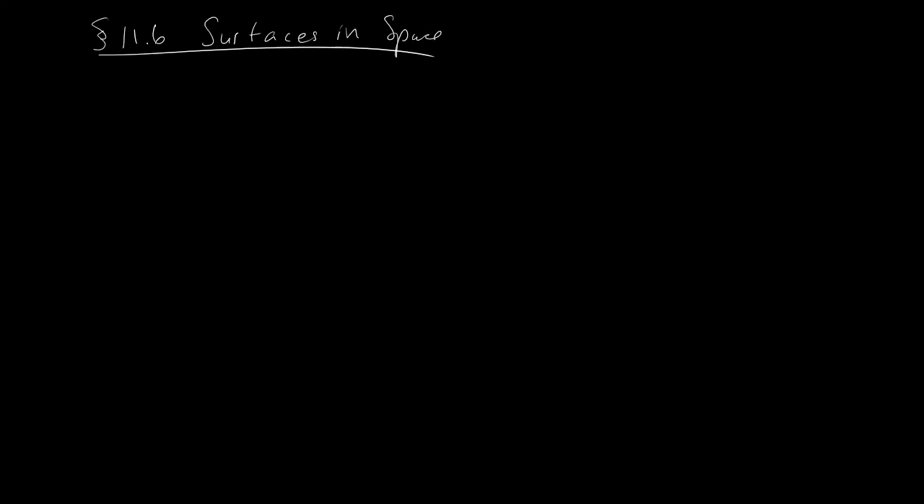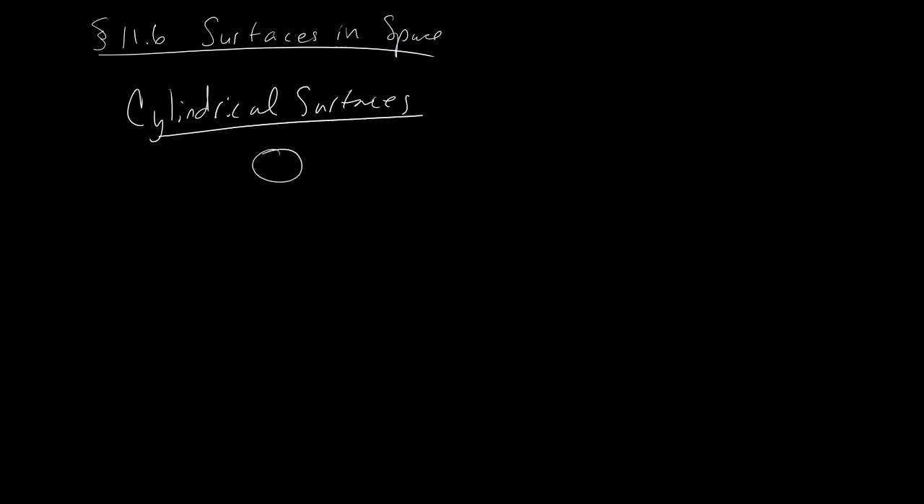So section 11.6 is all about surfaces in space, and we start off with cylindrical surfaces. Typically when we think cylinder, this is what we think of. But this is actually a very specific kind of cylinder. This is a right circular cylinder.